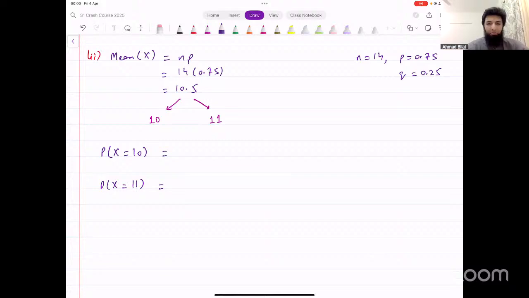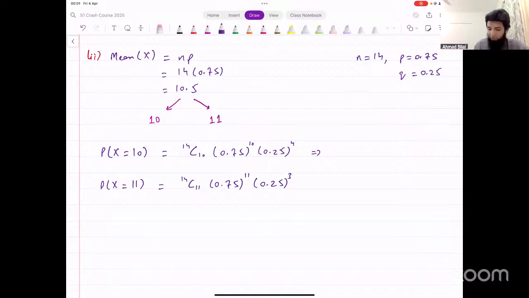Okay, X equals 10. What's this probability going to be? 14C10 times 0.75 raised to power 10 into 0.25 raised to power 14 minus 10, that's 4, and that will give you some number. Can you please do this calculation and tell me what this is? 14C11 into 0.75 raised to power 11 into 0.25 raised to power 14 minus 11, that's 3, and that will give you some number as well. What do we get from this?